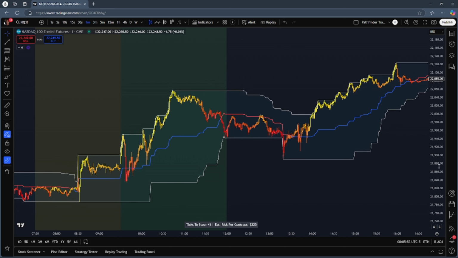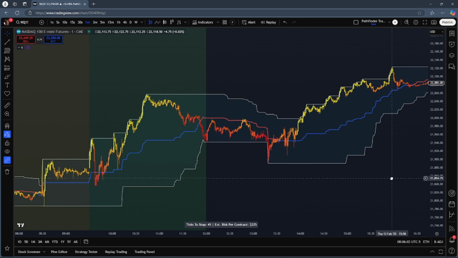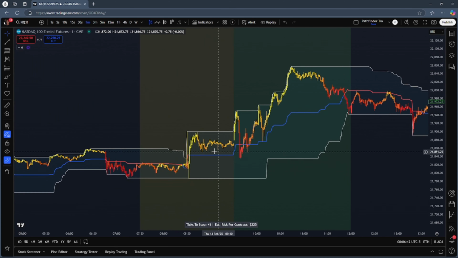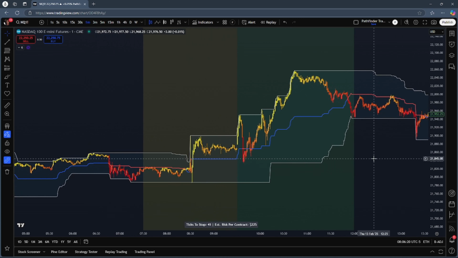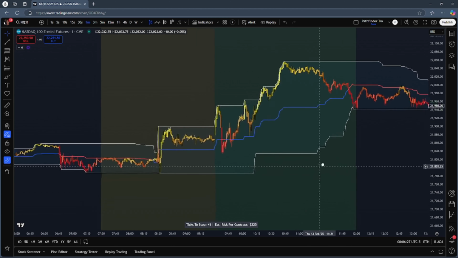In this video, we're going to cover Pathfinder channel dynamics and how price will interact with the Pathfinder basis and outer bounds, the upper bounds and the lower bounds. In the first video, we covered that if you're above the basis and it's blue, you're looking for buys. If you're below the basis and it's red, you're looking for sells. Now let's talk about how this market will interact with your Pathfinder indicator.